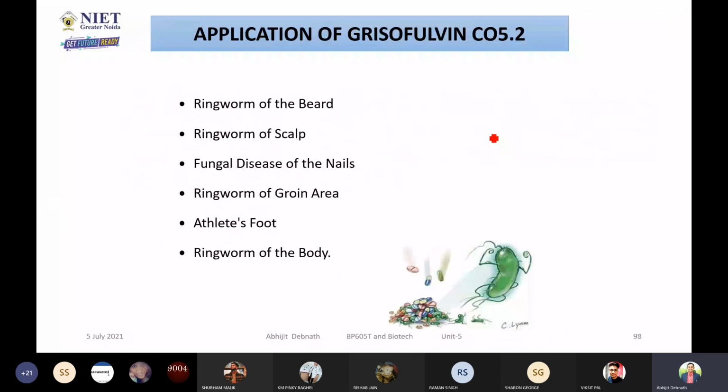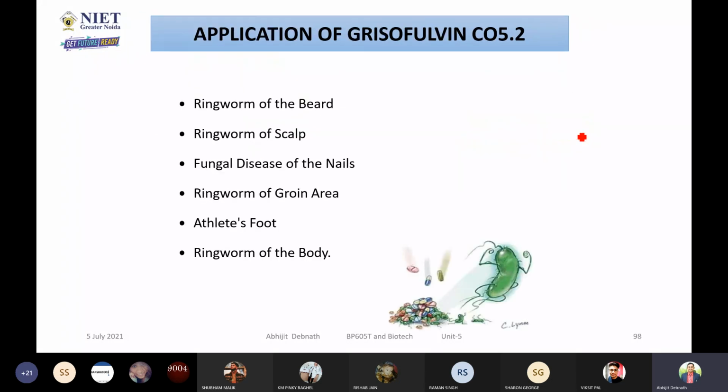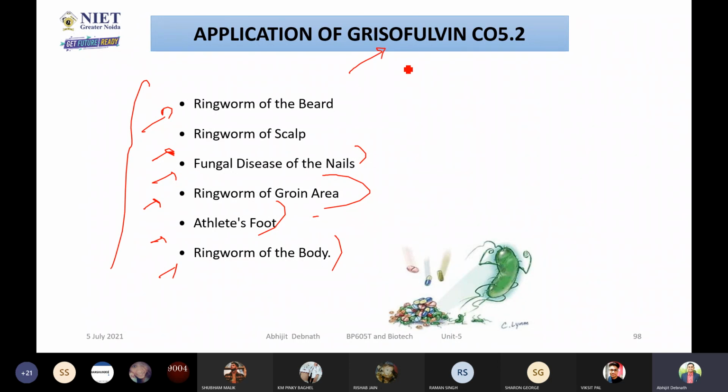Another substance is Griseofulvin. It can be used as an antifungal antibiotic. It can be isolated from Penicillium species, and it is a secondary metabolite produced by Penicillium. That substance can be used for various pharmaceutical purposes like ringworm of the beard, ringworm of the scalp, fungal diseases in nails, ringworm areas, athlete's foot, and ringworm of the body. So you can use this substance for its various antimicrobial drug properties.